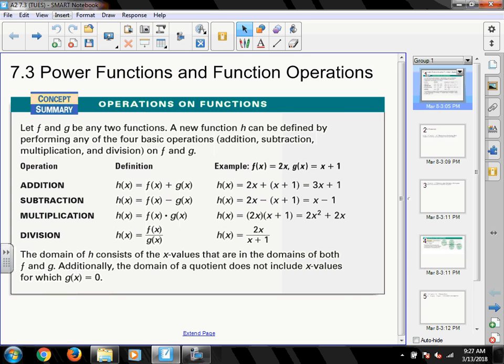Okay. So the domain of h, the function we get after we do one of our operations, is going to consist of the x values that are in the domains of both f and g. Additionally, the domain of a quotient, division's quotient, does not include x values that are going to make g, or this denominator, 0. So in my example here, what x value would make my denominator 0? -1. So we cannot have -1 in our domain.